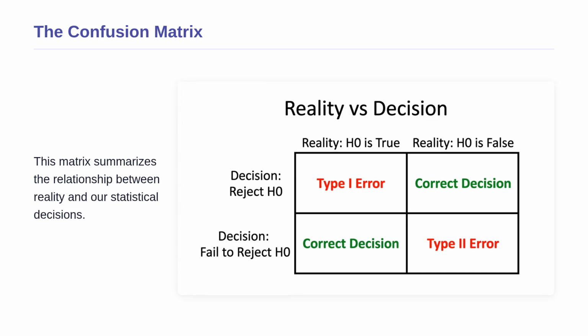If reality says the null hypothesis is true, but we reject it, we land in the top left box, a type 1 error, or false positive, governed by alpha. If reality says the null hypothesis is false, but we fail to reject it, we land in the bottom right box, a type 2 error, or false negative, governed by beta. The green boxes represent the correct scientific conclusions we strive for.